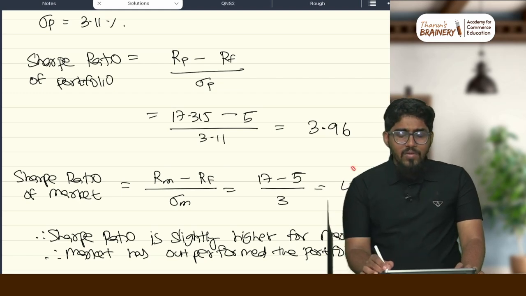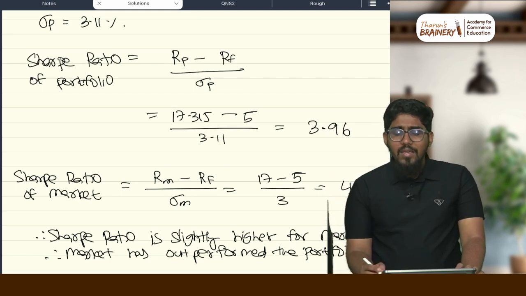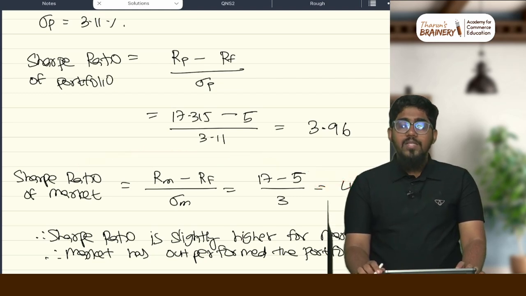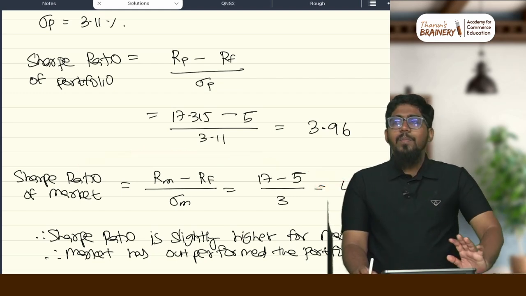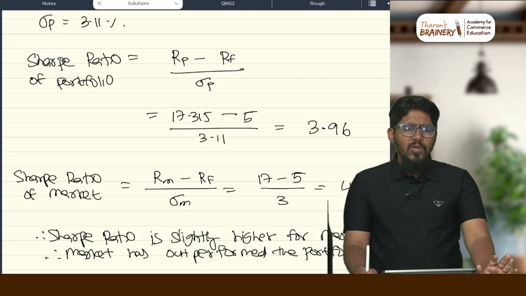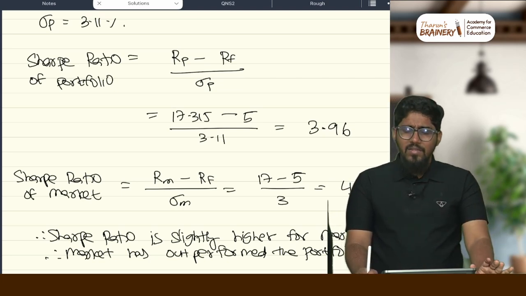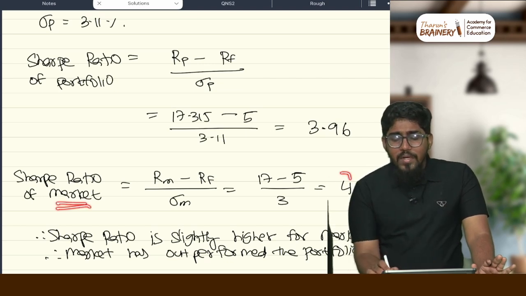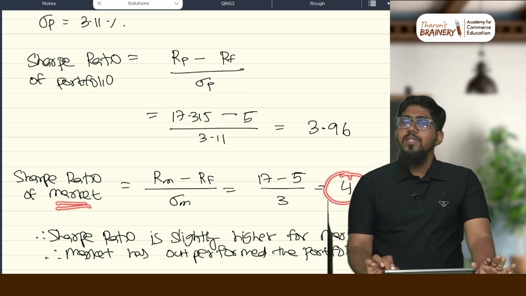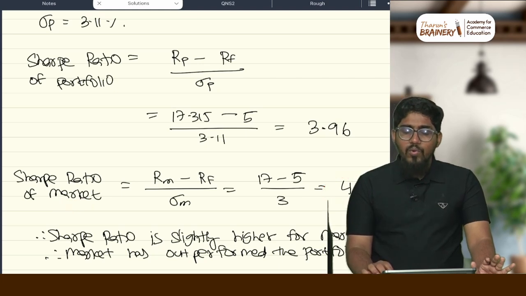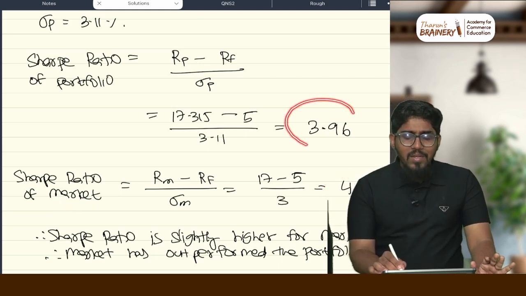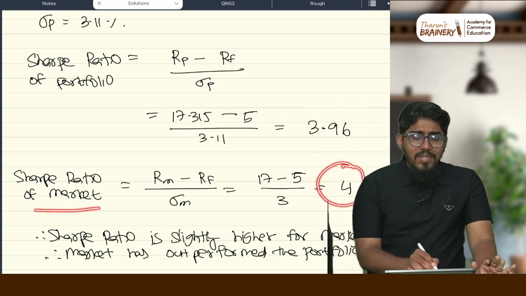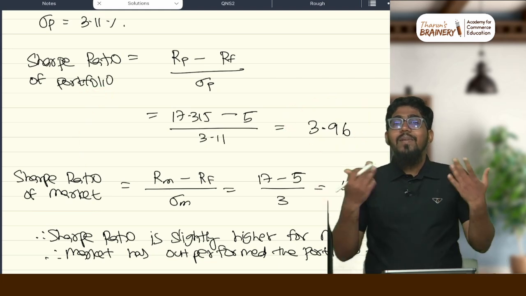Sir, what is the Sharpe ratio of the market for? You see, the return per amount of risk is more in the market. What is Sharpe ratio? Reward to risk. So the market is giving me more return for the same amount of risk. Clarity? For 1 unit of risk here I am getting 3.96 return, and here for 1 unit of risk I am getting 4. So the market is outperforming the fund. That is the evaluation that I have to make.